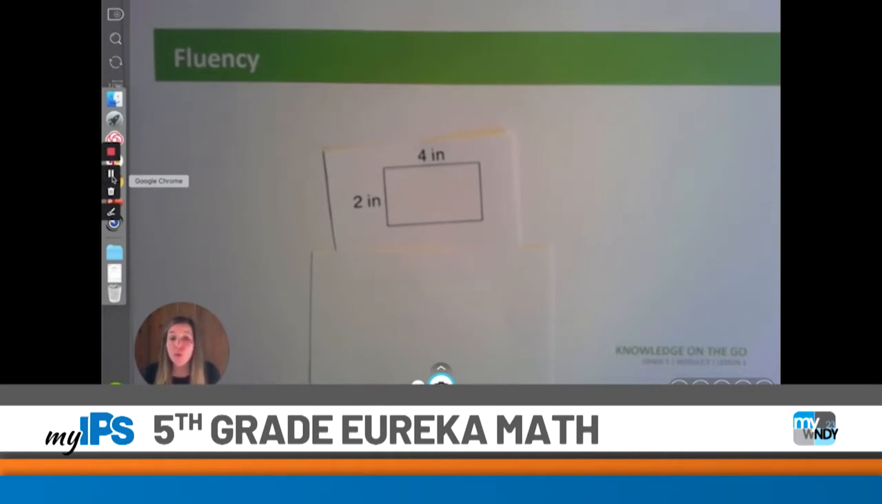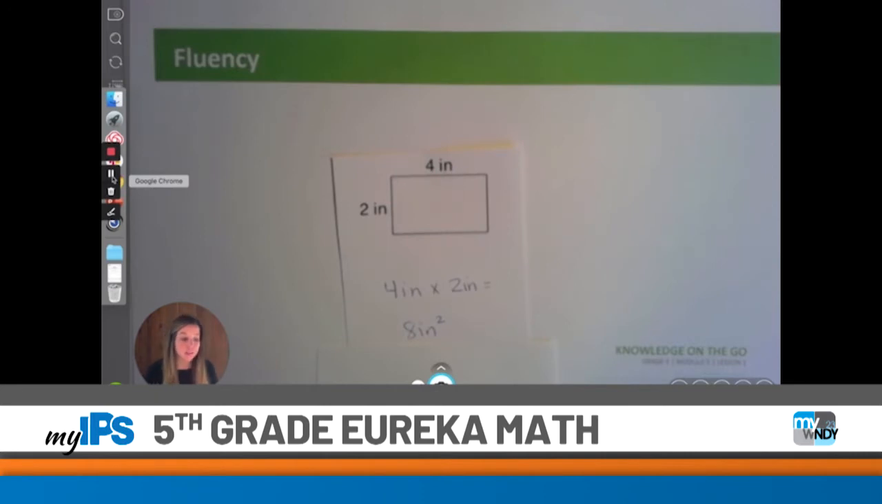I'd like for you to write the area now of this shape in a multiplication sentence, starting with the longest side length. Okay, let's check. Our longest side length is 4 inches, and our other one is 2 inches. So our expression could have been 4 inches times 2 inches equals 8 inches squared. Great, let's try another one.